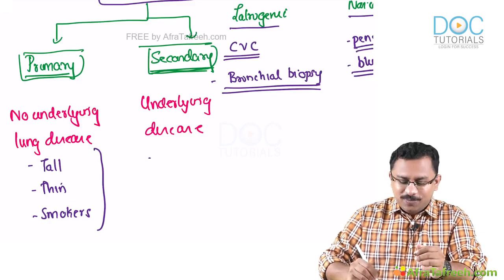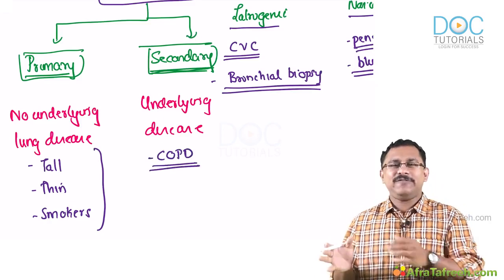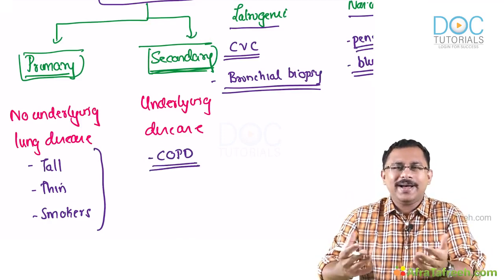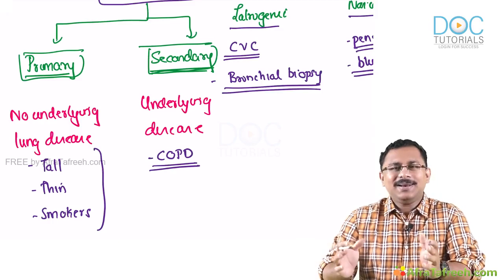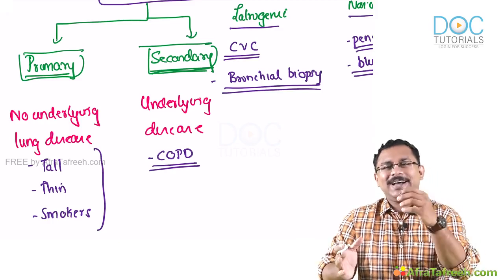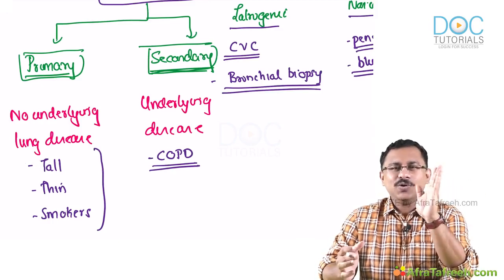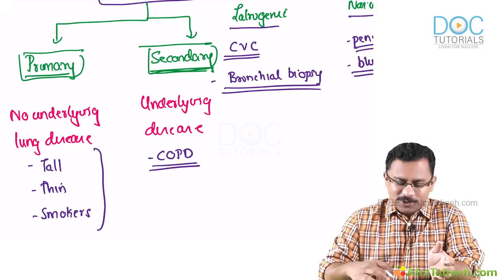Again, the most common one is in the context of COPD, that is your emphysematous phenotype, where a patient can develop rupture of a bulla and you can have a pneumothorax. But remember, secondary pneumothorax has lots of other etiologies also. So for your exam, you have got to know in detail the etiologies of secondary pneumothorax.